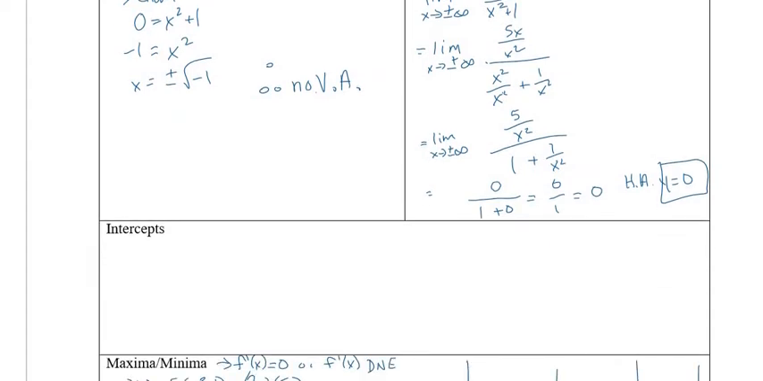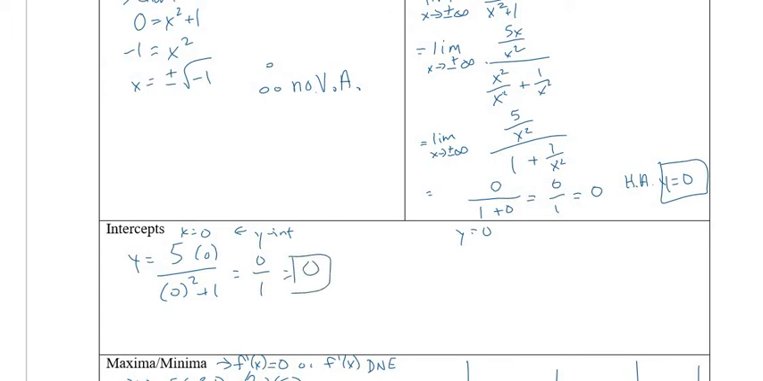Now, let's deal with the intercepts. Intercepts are easy. We're going to set x equals 0 and y equals 0, and we're going to solve. That's going to be for the y-intercept. We're going to set x equals 0. So that's going to be y equals 5 times 0 over 0 squared plus 1. That's going to be 0 over 1, or 0 for our y-intercept.